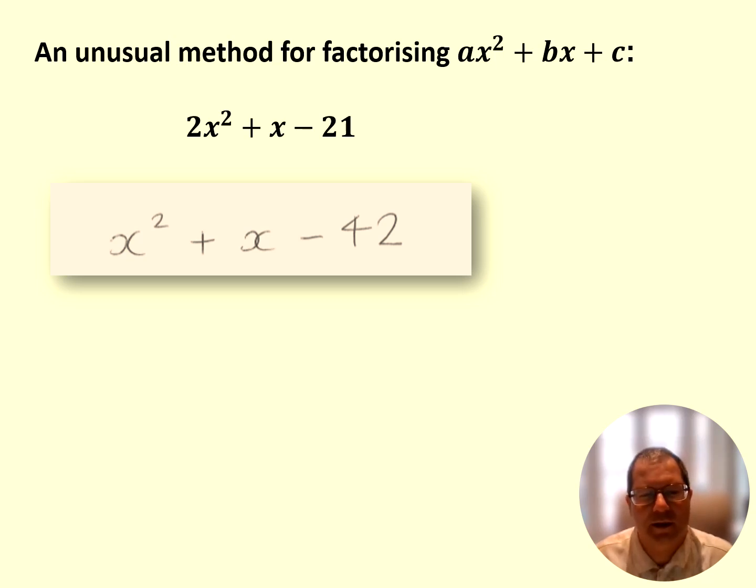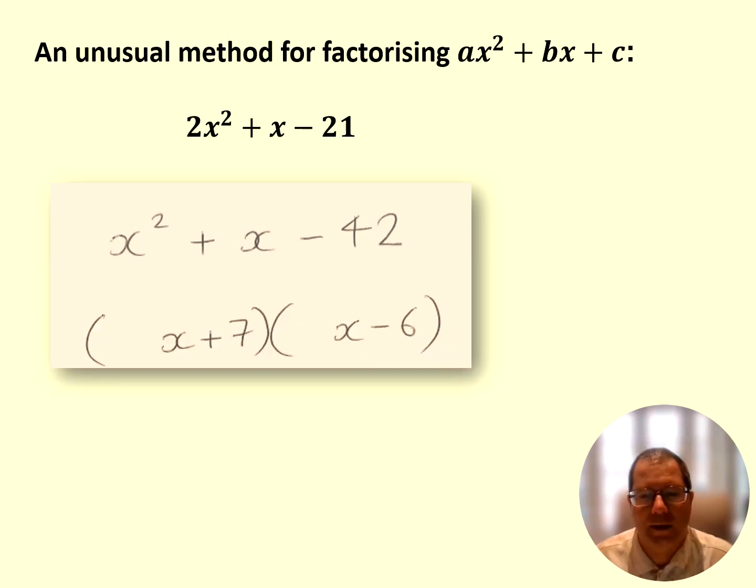In the first line we take the 2, which is the coefficient of the x squareds, and we remove it. And then we multiply the negative 21, the number at the end, by that, which gives us x squared instead of 2x squared. The plus x remains as it is, and we get negative 42 rather than negative 21 because we've timesed it by the 2. We then factorise x squared plus x minus 42 in the usual way, giving us x plus 7 and x minus 6. But you'll notice that I've left a gap in front of each of the x's, which will make sense when we look at line 3.